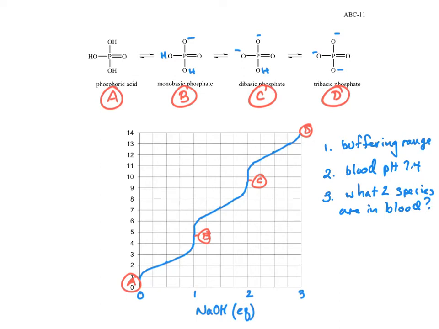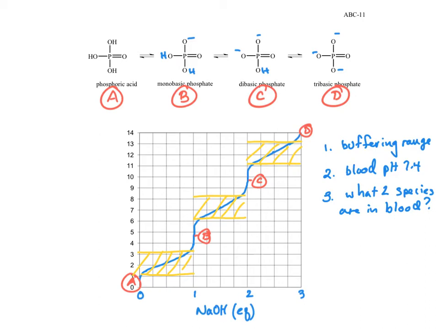Okay, remember, buffering range is always plus or minus 1 pH unit above the pKa. So, here's the interesting thing. There's a buffering range right here for that pKa. There's another buffering range right here for that pKa. And then there's another buffering range up here. There's actually 3 buffering ranges, one for each pKa, one for each proton that is removed.